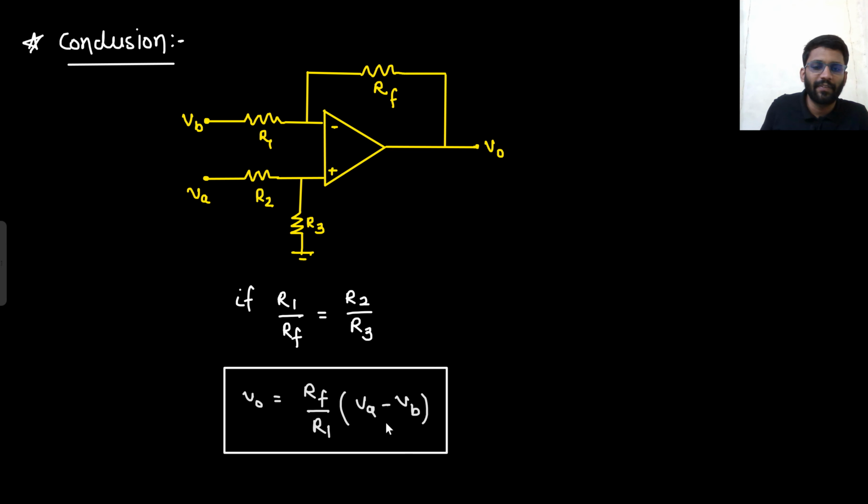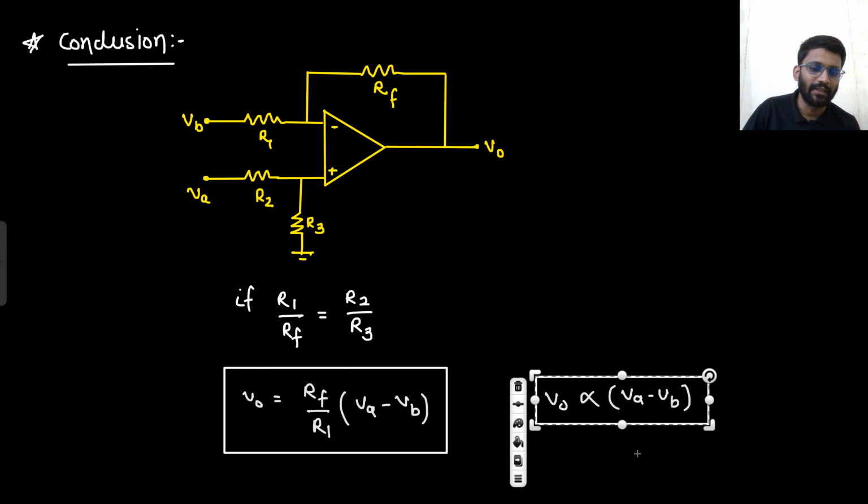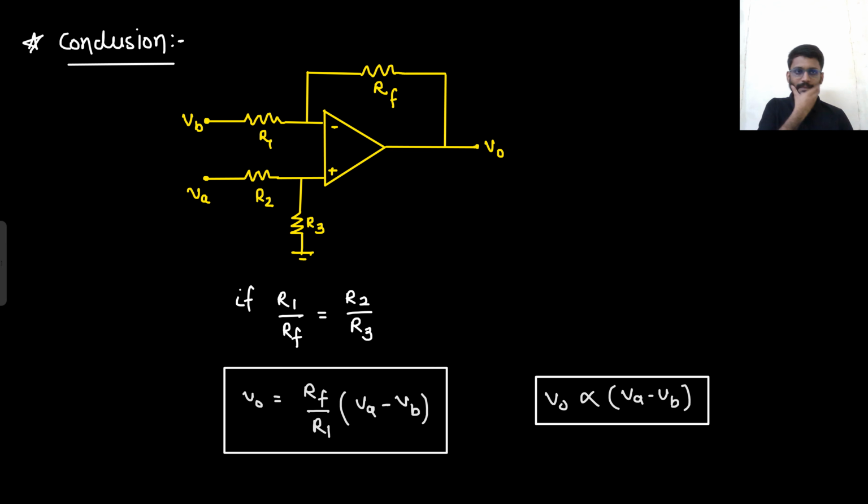So this was the differential amplifier. Your target was to get an output that is proportional to the difference of both of the inputs. So here your output is proportional to the difference of both of the inputs that you applied, that is Va minus Vb. Say yes or no. Is it so? Right? Well and good. So this was the differential amplifier.